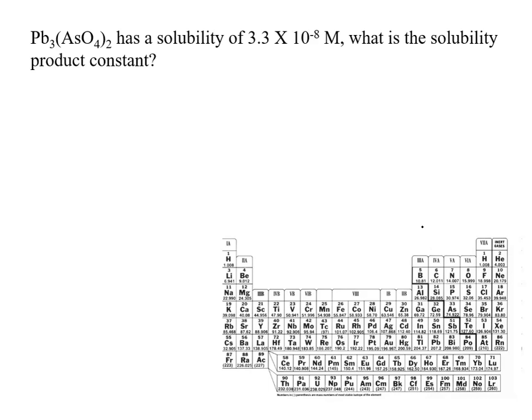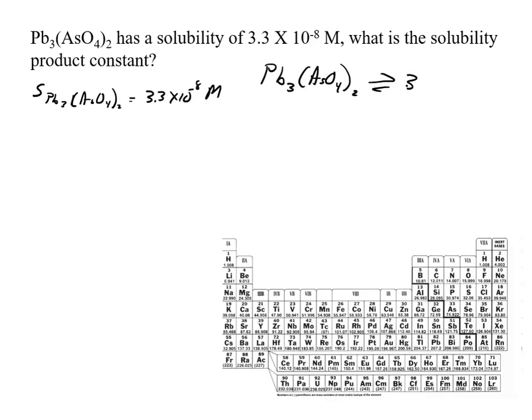Now, you could also use, oh, this is the same problem, I'm sorry. We're still finding the Ksp, okay? So I'm told that the solubility of lead(II) arsenate is 3.3 times 10 to the minus 8th molar. For lead(II) arsenate, it's Pb3(AsO4)2. Okay, so this goes to form 3 leads plus 2 arsenates.